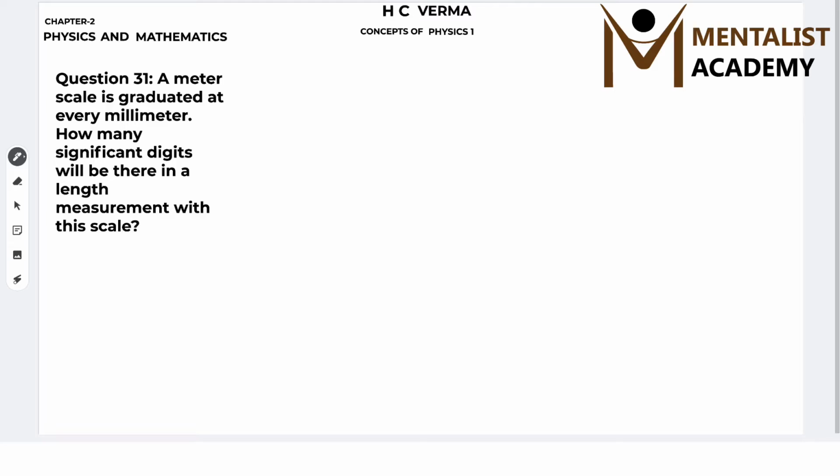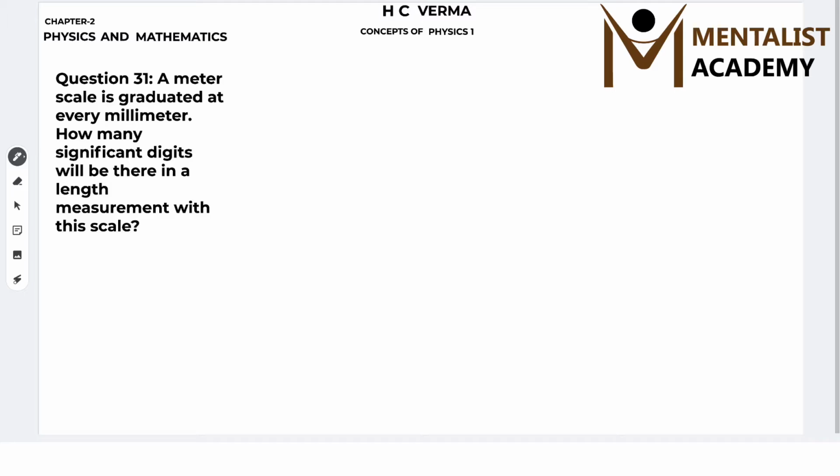We are doing question number 31 from the H.C. Verma Concepts of Physics 1 book, chapter number 2, Physics and Mathematics. According to the question, a meter scale is graduated at every millimeter. How many significant digits will be there in a length measurement with this scale? We have to find out the number of significant digits which will be there in a measurement from this scale.